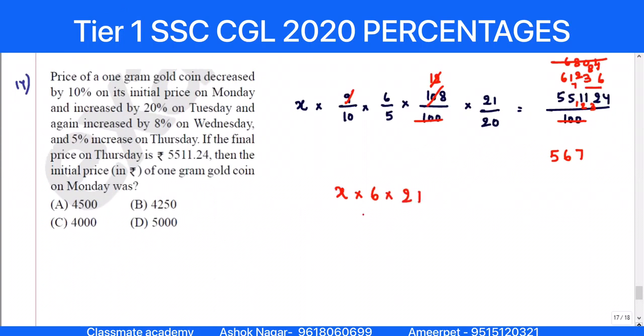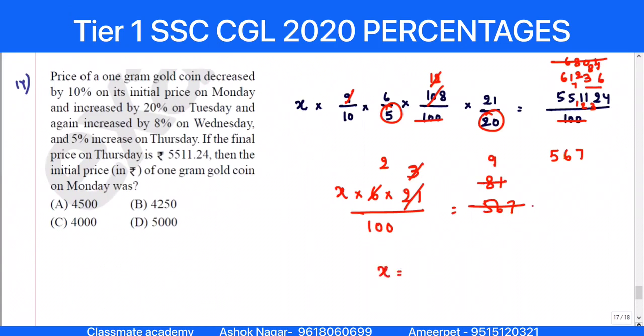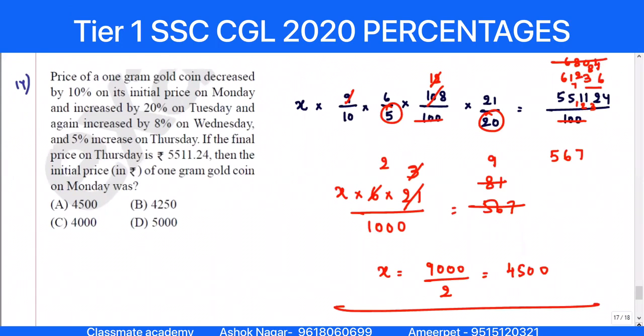I'm doing it again. 5 into 20 is 100. Cancel it in the 7 table. 7 3s are 21, 7 8s are 56. 3 table you cancel. 3 into 3, 9 table directly you cancel. Therefore X is equal to 9,000 by 2. How much is it? 4,500. Pure calculations. Okay.